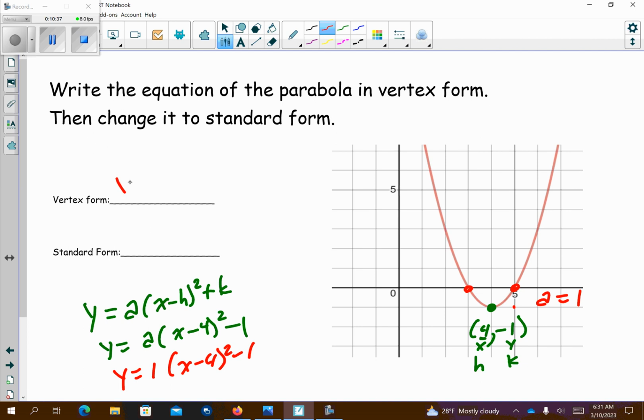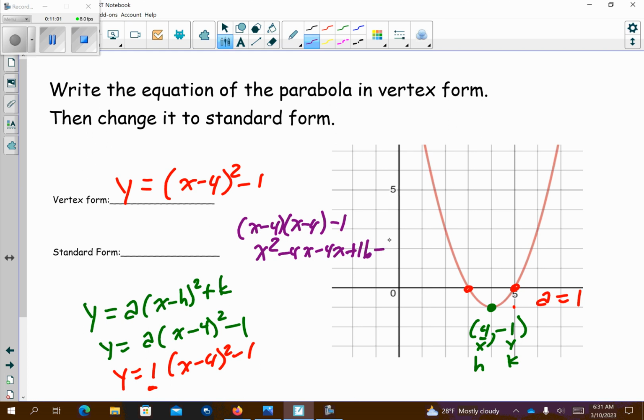So my vertex form is y equals, I don't have to have this 1 out front, so I'll just leave it just like this. And if I wanted to change this to standard form, and I don't know if we're going to test on this or not, but this means I'm going to multiply this whole thing out. So I have x minus 4, I have two of them because it's squared, and then minus 1. So let's multiply this out. I get x squared minus 4x plus 16 minus 1. So our standard form is going to be y equals x squared minus 8x plus 15. So this is the standard form equation.